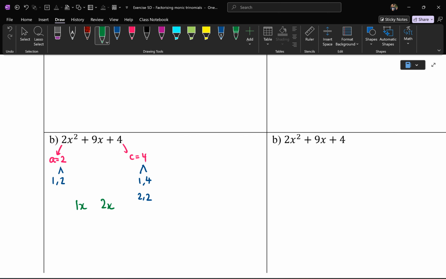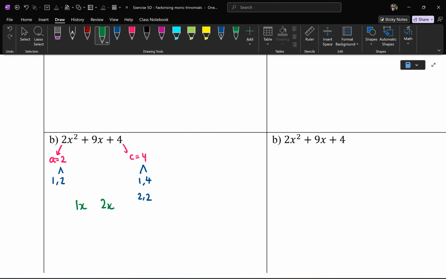Do I do 1 and 2 with 1 and 4, or do I do 1 and 2 with 2 and 2? Now, obviously, if you don't have that logical deduction, then you will test through them all. For me, I can see that 2 and 4 gets me pretty close to 9 already, whereas 2 and 2 gets me 4. I'm a bit off, so I probably would have gone with 1 and 4 just from deduction. But if you didn't see that, then you would have to test them. That's why cross method can be a bit intuitive.